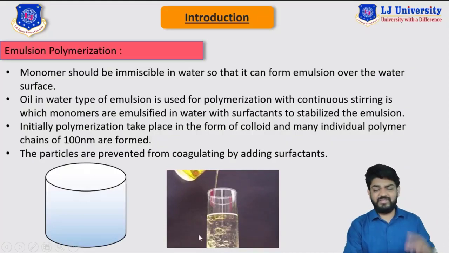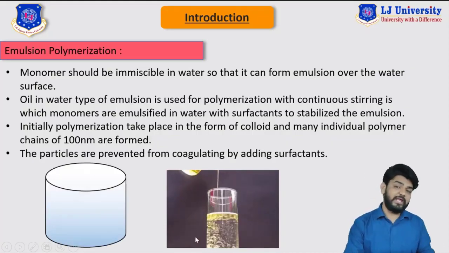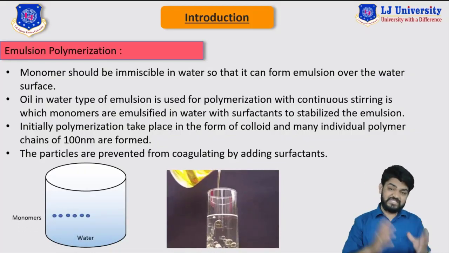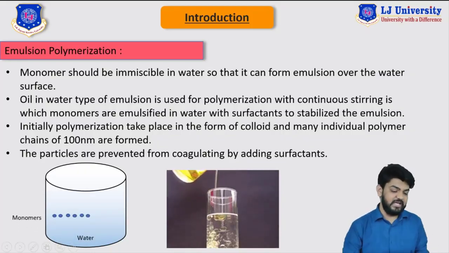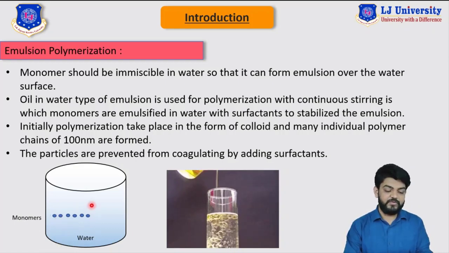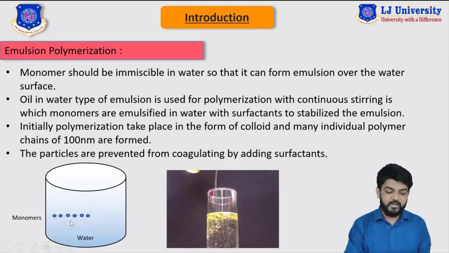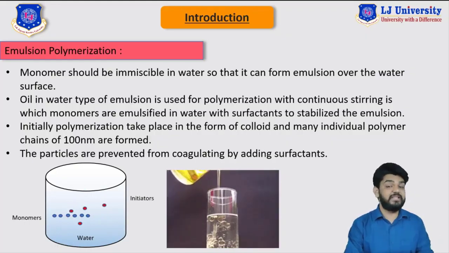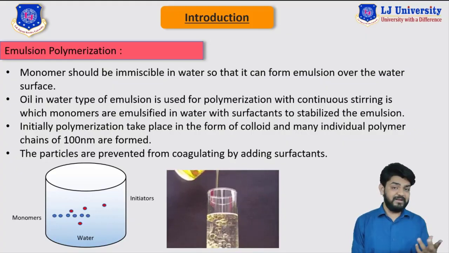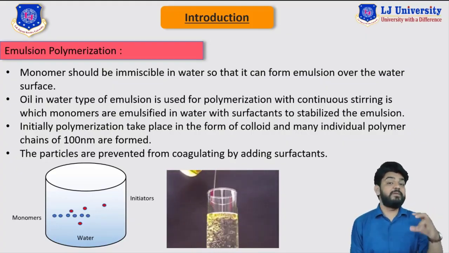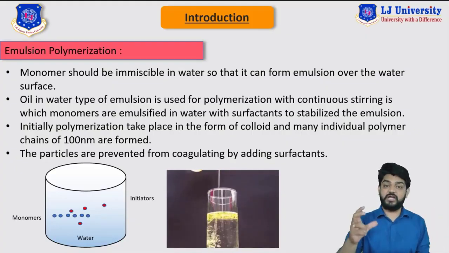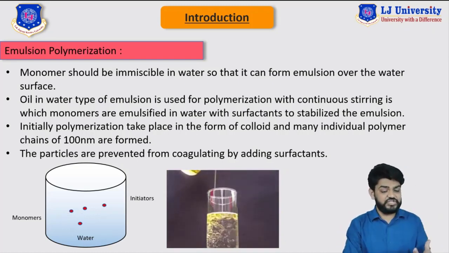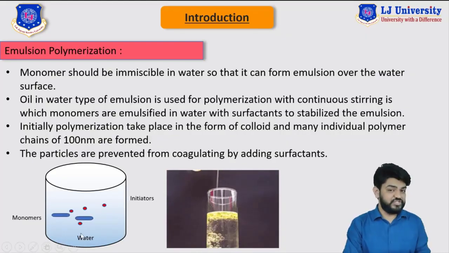Now you can see here, in this vessel we are going to take water as the solvent. And now I am adding my monomer, which is essentially insoluble in this water. You can see here, these are the monomers, which are essentially insoluble in the water. Now after that I am going to add my initiator, which is soluble in the water. So here we have to remember this thing: the monomer needs to be insoluble while the initiator needs to be soluble in the water. Now after that I will provide agitation and we will have the polymerization reaction.